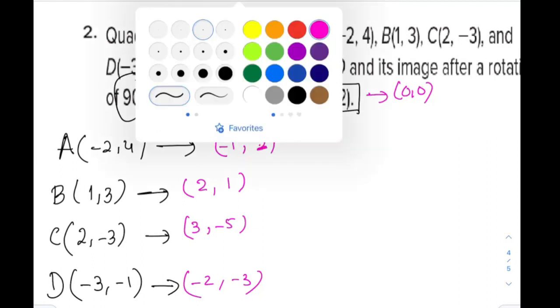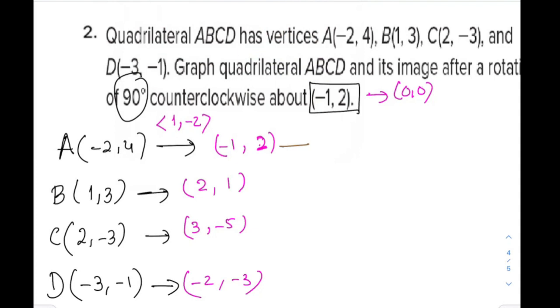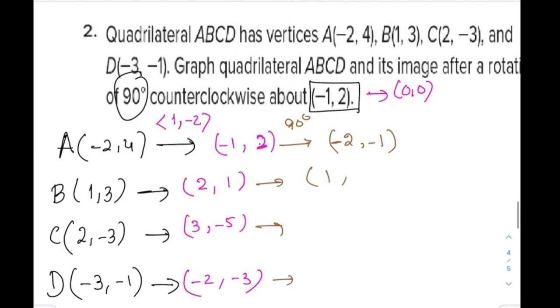Now, step 2, rotate. The required rotation is 90 degrees. So we will apply the rule of 90 degrees on each point. 90 degrees means interchanging the coordinates and reversing the sign of the first. So this will be (2, -1), then this will be (1, 2) and reverse the sign of the first. This will be (-5, 3). This will be (-3, -2), and reverse the first one.